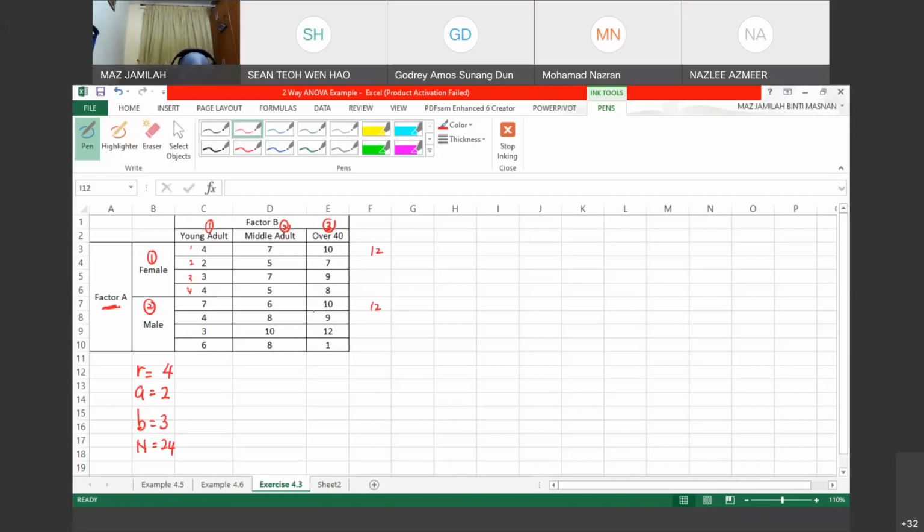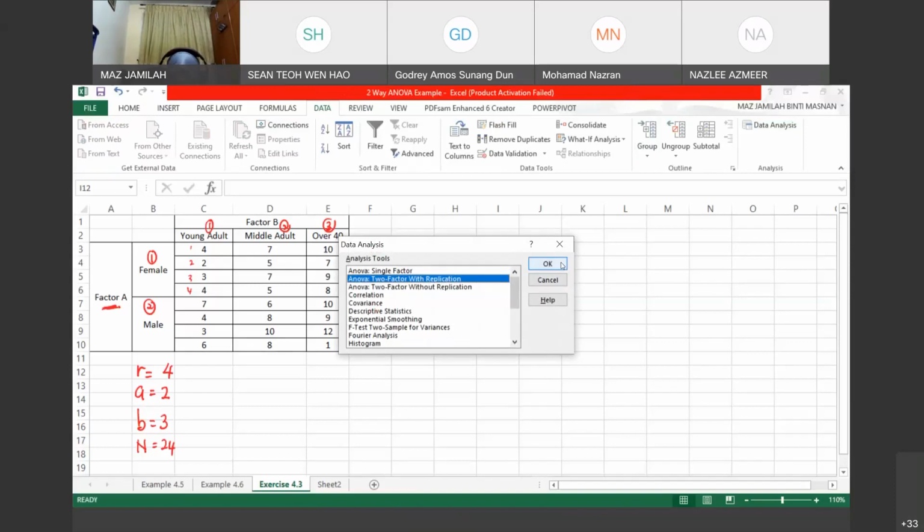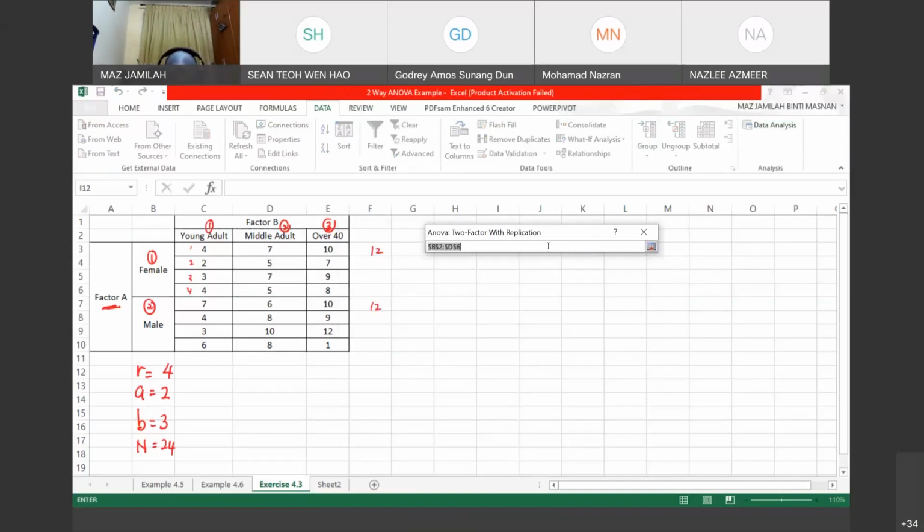I'm not going to do it for you, but I just want to show you how we can define different levels, because just now we were dealing with 2x2. Now we have 2x3. Let's see how we can do the analysis. Go to data analysis, choose two factor with replication. Now choose your data. My data is from here. Or you can also include only the data, but please make sure you understand factor A involves male and female, and factor B involves these three types of people. Then finish.